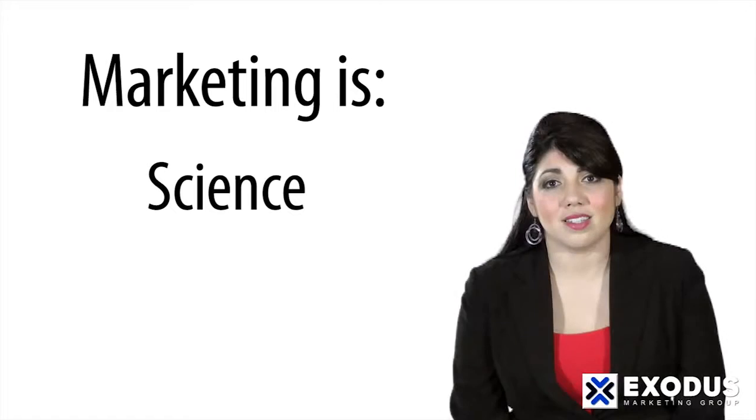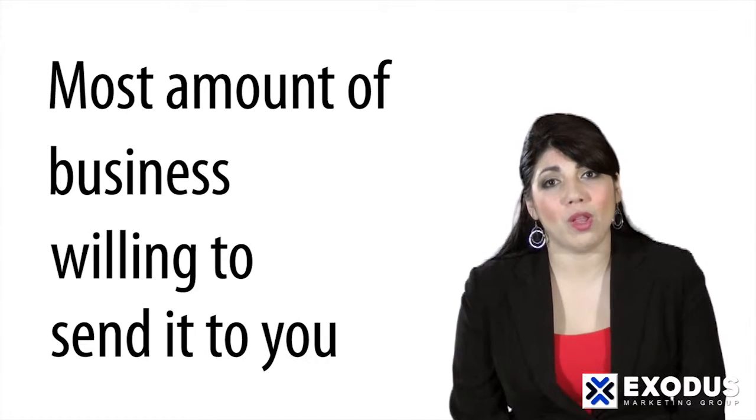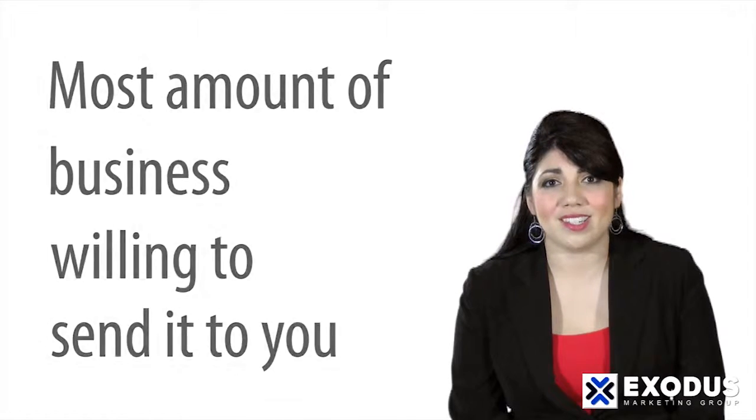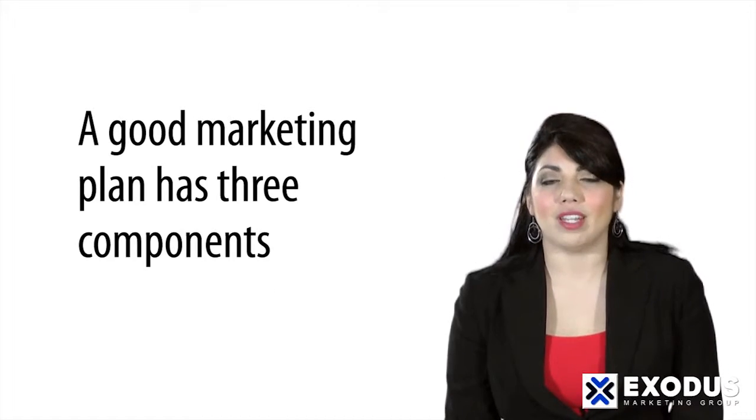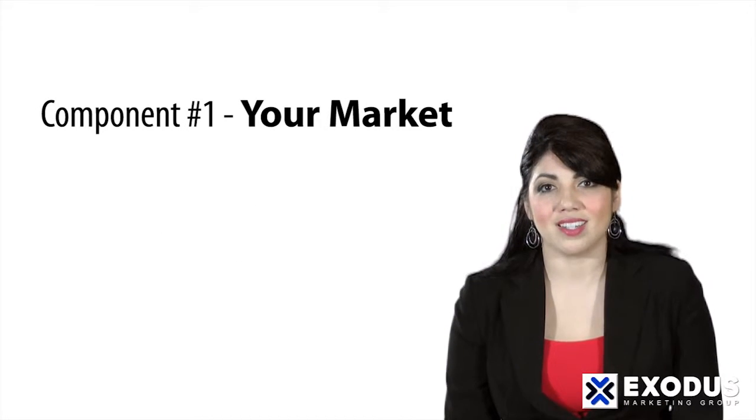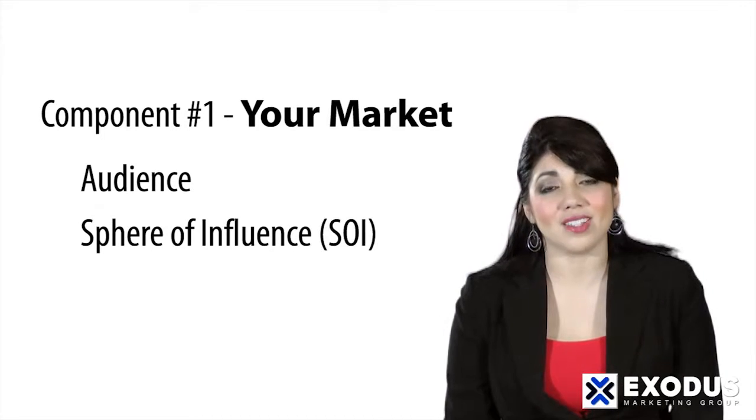Marketing is a science, a discipline. You want the most amount of business from the people willing to send it to you. So let's take a closer look. A good marketing plan has 3 components. Component 1 is your market. Your market is your audience, also called your sphere of influence, or SOI.